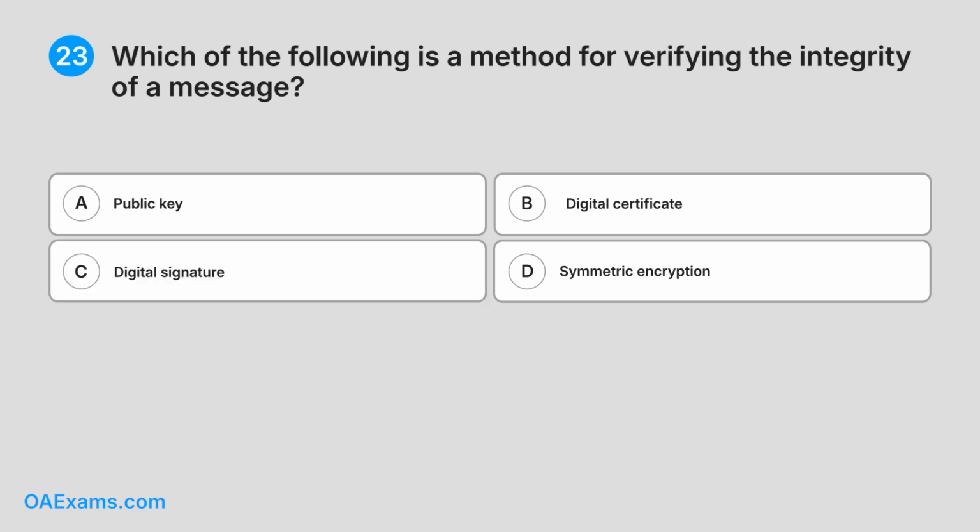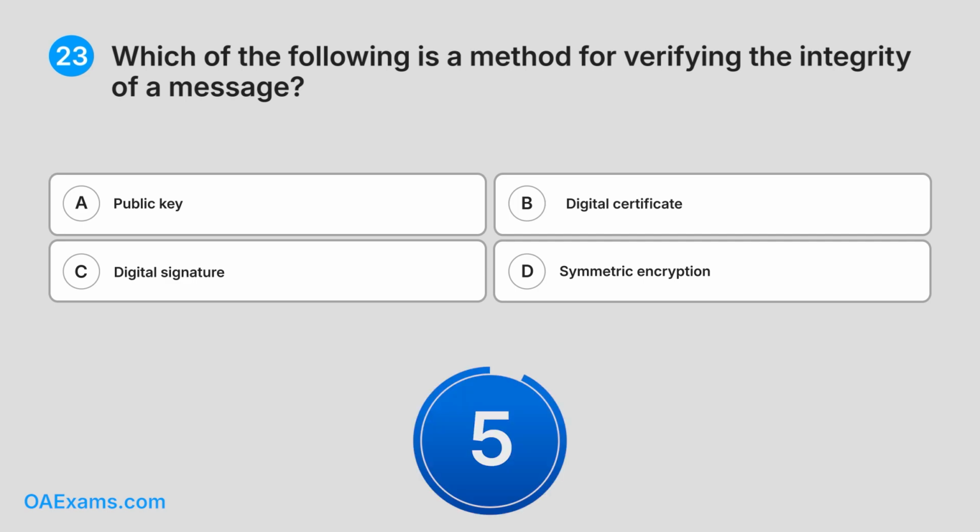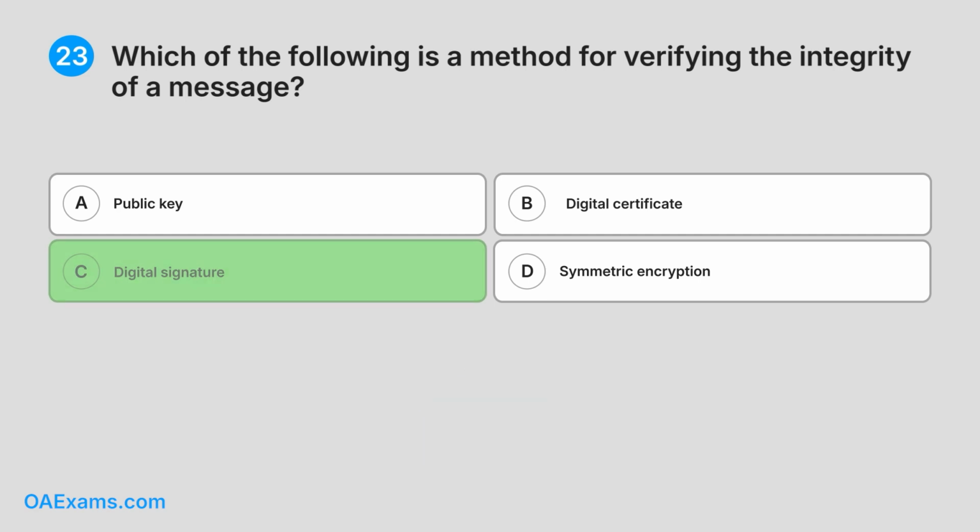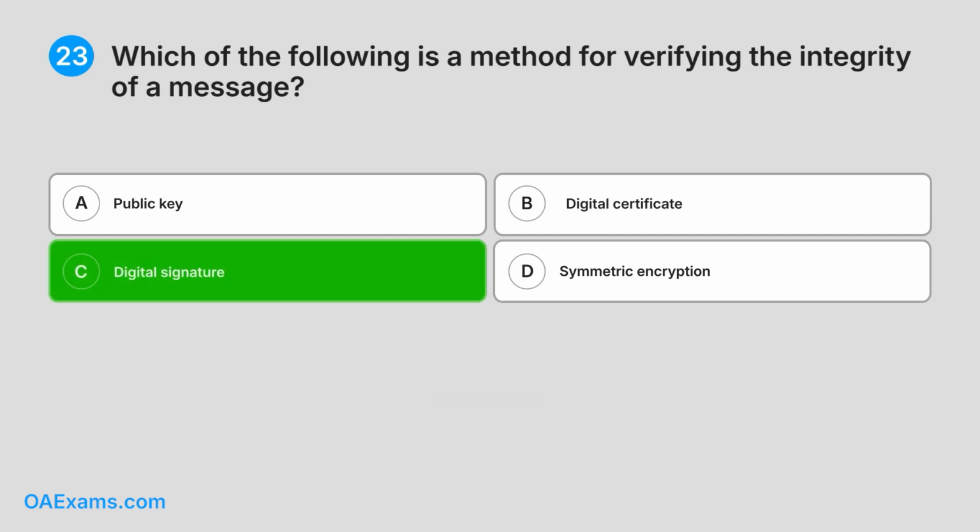23. Which of the following is a method for verifying the integrity of a message? A. Public key, B. Digital certificate, C. Digital signature, D. Symmetric encryption. Do you know the answer? Correct answer: C. Digital signature.